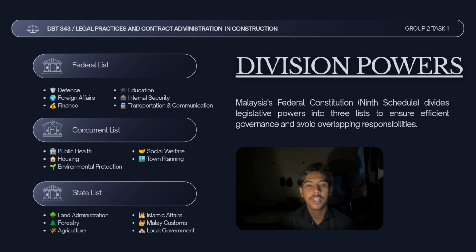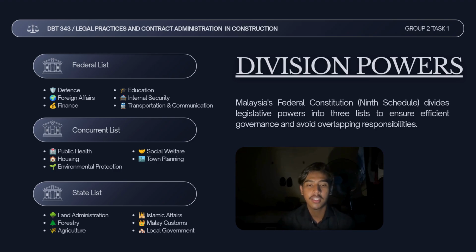Next, I will explain the division of powers between the federal and state governments. Malaysia practices a federal system where powers are divided between the federal government and the state governments under the Ninth Schedule of the federal constitution. There are three categories of legislative powers. First is the federal list. It includes defense, foreign affairs, finance, education, transportation, communication, and internal security. Only Parliament has the authority to make laws on these matters because they involve national interests.